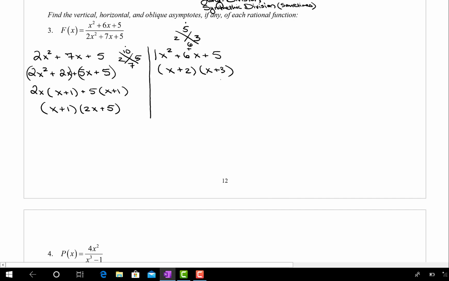Looking at these two sets of factors, there are no common factors. So there is nothing that I can reduce here. To get my vertical asymptotes, I'm going to have to use both of those factors in the denominator and set them both equal to 0. I'm just going to rewrite my function right over here in factored form.